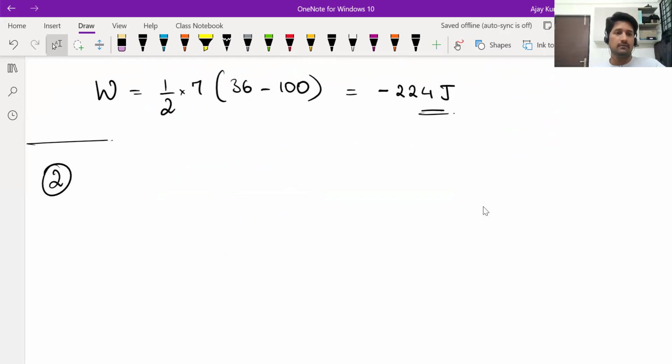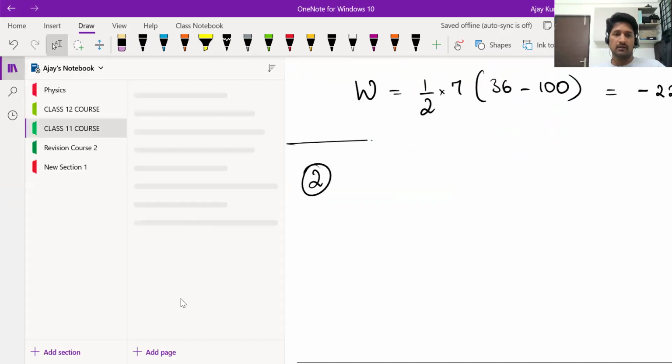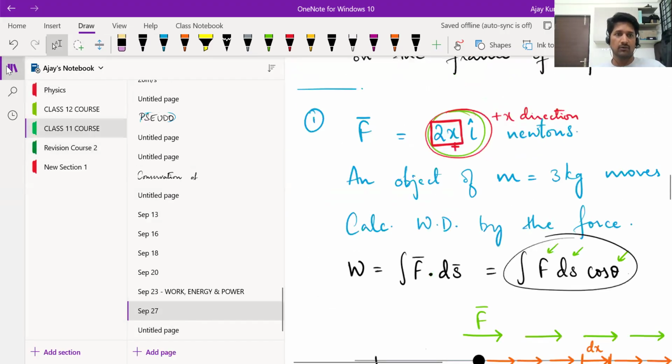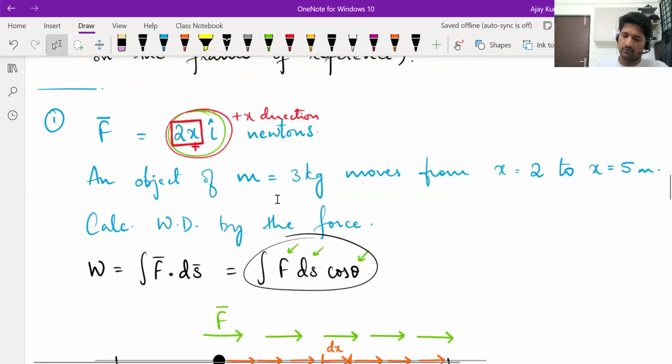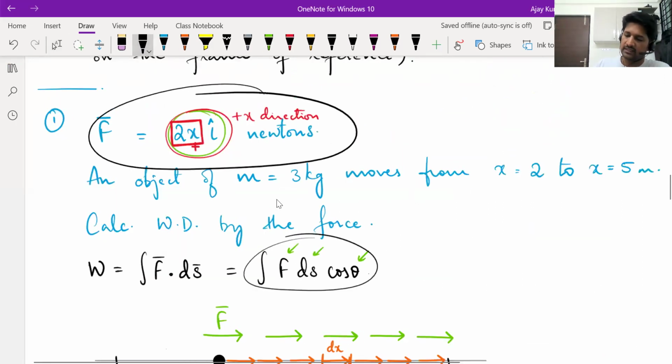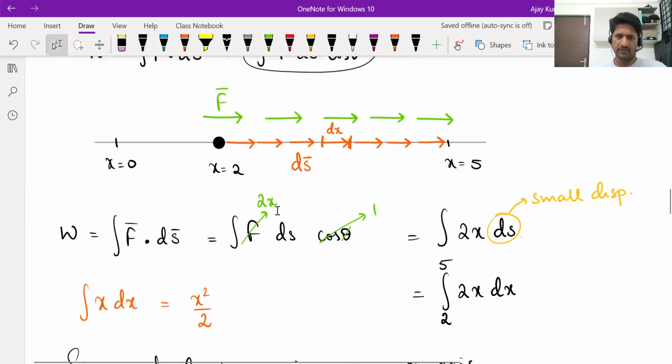Last class, we considered some variable forces and calculated work done by them. Like one problem was this, 2x i cap. So here force varies based on the position of the object. So it's kind of force in terms of displacement given to you. Okay, force in terms of position or force in terms of displacement is given to you.